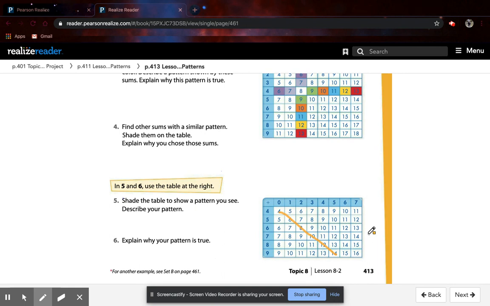And then explain why your pattern is true. For mine, the numbers increased by 2 because both addends increased by 1. So using the numbers in blue, my number here is 4 and 0, I get 4. 1 more than 4 is 5. 1 more than 0 is 1. So I get another one here and another one here. 1 plus 1 is 2. So I'm going up by 2s, what kind of looks like a Z, each time.